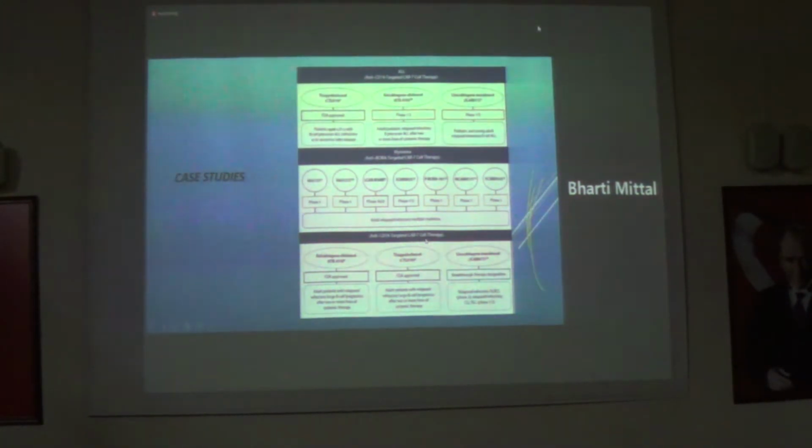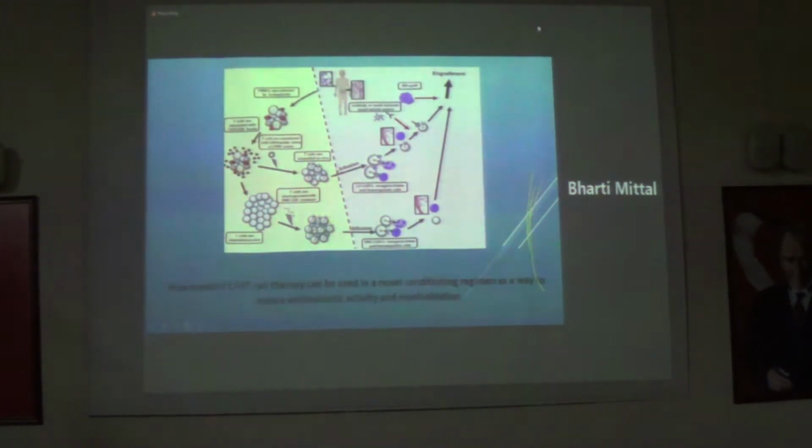Anti-CD19 targeted CAR T cell therapies have been approved for B cell lymphomas. Two CD19 CAR T cells have been approved by the FDA, while JCAR is under consideration. This is a very important clinical case, for a novel conditioning regimen which induces anti-leukemic activity and myeloablation. How can we integrate CAR T cell therapy along with the graft?